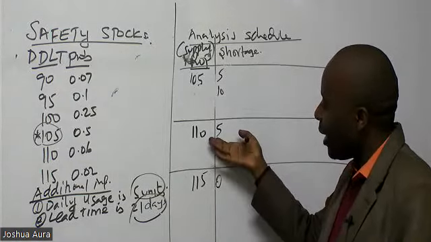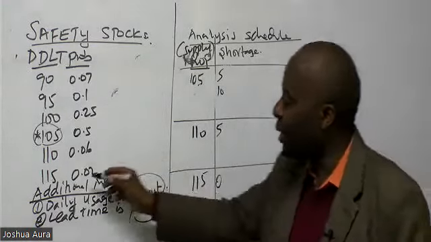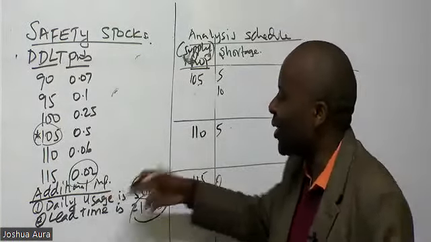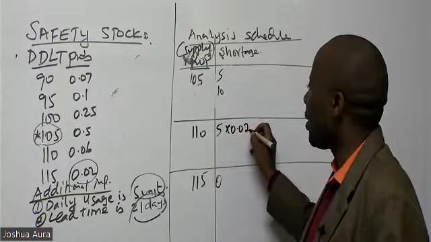When I come here, I'll start counting my probabilities from down. The first probability is this. So I always take the last, I start with this, and it's only 1. So here we have times 0.02.